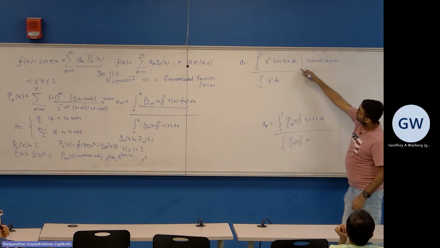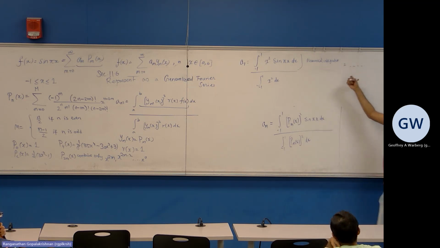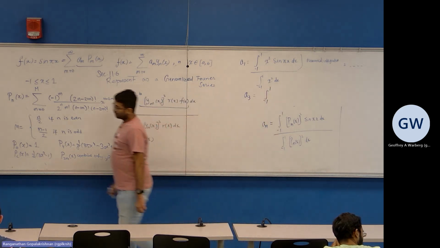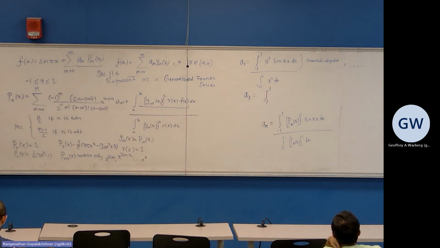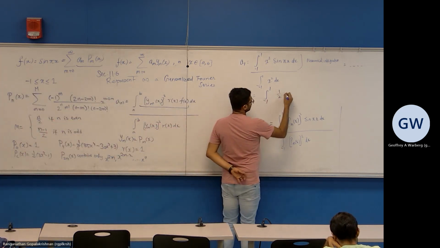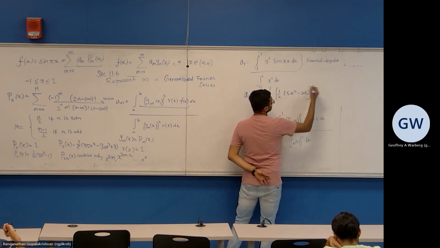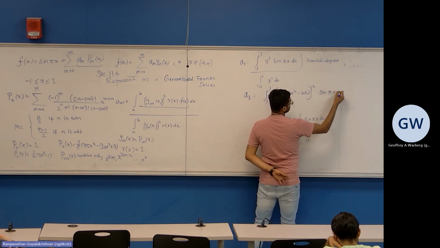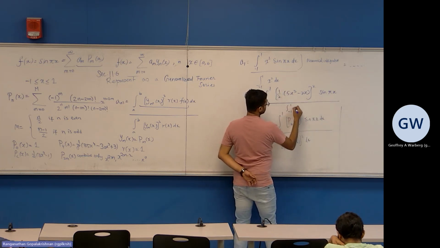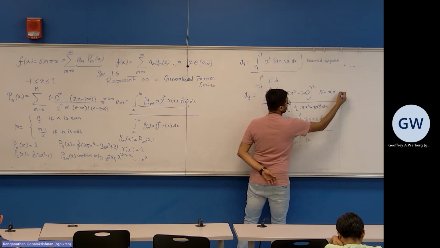So A1 is going to be a numerical value, something that you can get with your calculator. And similarly, there will be A3, which will be the integral from -1 to 1 of the function P3, which happens to be half of 5x cubed minus 3x, times sine pi x, divided by the integral from -1 to 1 of half 5x cubed minus 3x, the whole squared, dx.